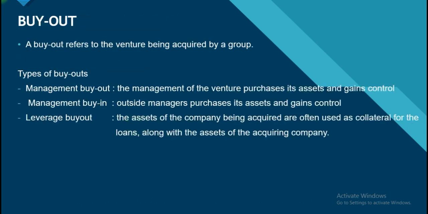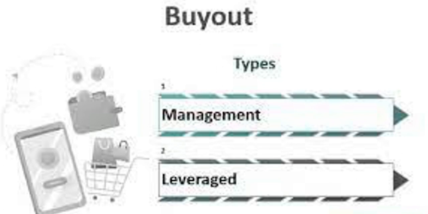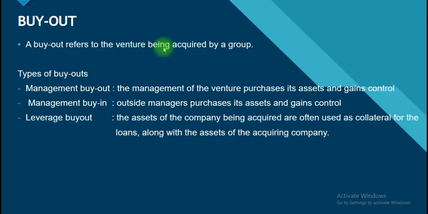Finally, on the list of harvesting strategies is a buyout, and as the name suggests, it is where the venture is bought by a group of persons. There are different types of buyouts. We have, for instance, a management buyout, and this is where the management team of this venture approaches the entrepreneur: Hey entrepreneur, we'd like to purchase the business. When they do that, they gain control of the assets and the business as a whole. They would then become the owners of the business.